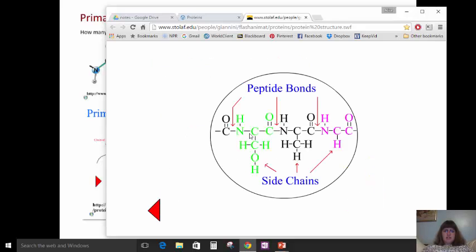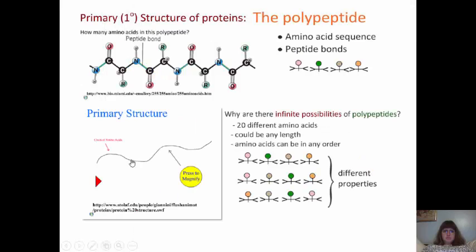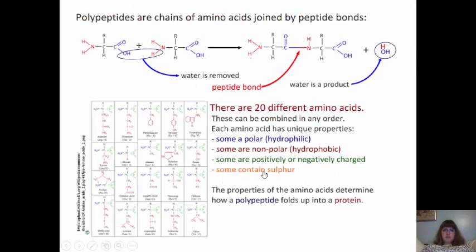So again, you see the NCC peptide bond, NCC. And then all the side chains are always on the same side of the molecule. All right, so polypeptides are chains of amino acids joined together by peptide bonds. Cannot stress that enough. There are 20 different amino acids, like we just said. These can be combined in any order.